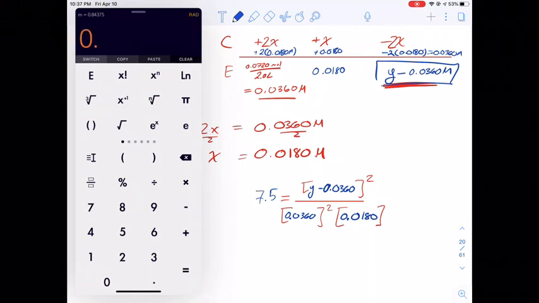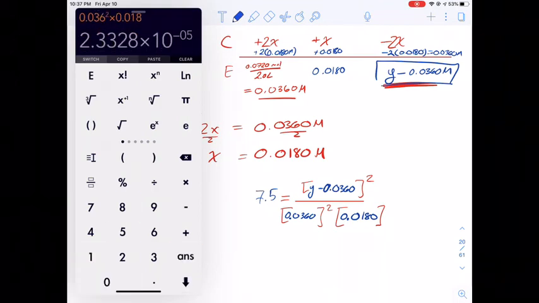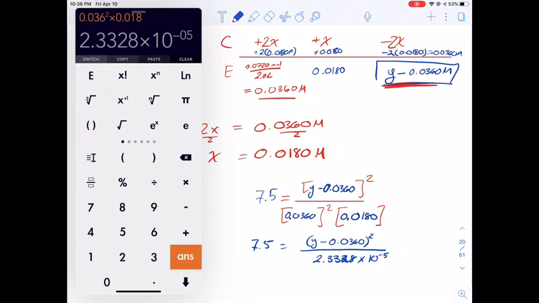All right, I like to combine my numbers before I move them. So I'm going to just do some math on the denominator here. So I get something like this. Now I have 7.5 is equal to y minus 0.0360 squared over, and this is 2.333. Ooh, do I want to lose that? I know I had a lot of problems there earlier, so I'm going to keep that number as long as I can.